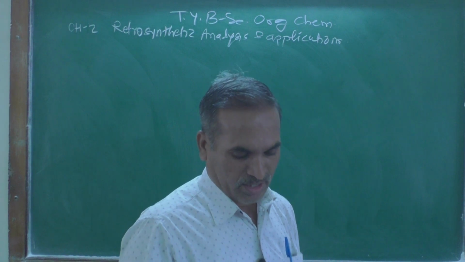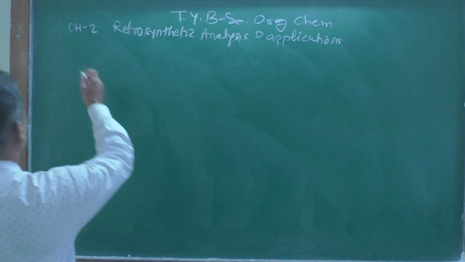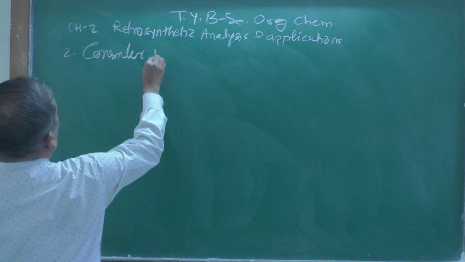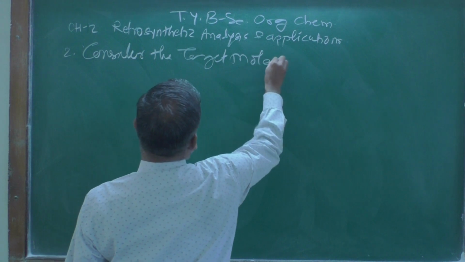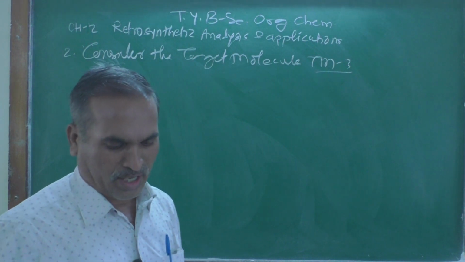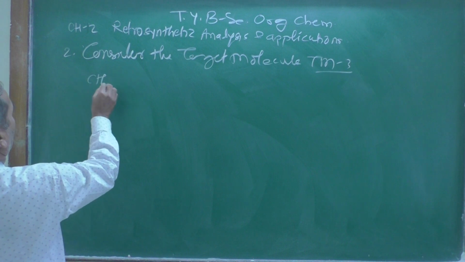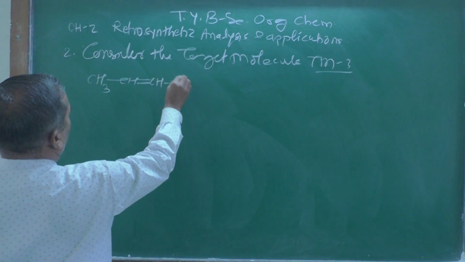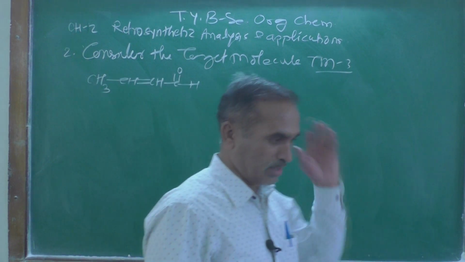Let us consider the third molecule. Consider the target molecule, that is TM3. Let us see over here. That molecule is this one, the target molecule: CH3 CH double bond CH C double bond O and H. This is our target molecule.